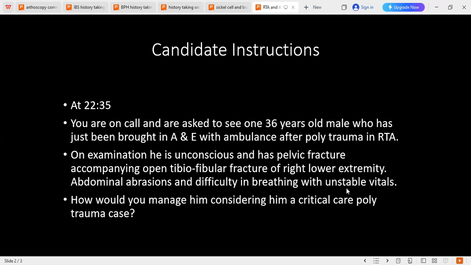Considering that the patient has a pelvic fracture and tibiofibular fracture, what type of hemorrhagic shock can the patient be in? Hypovolemic shock. Which grade? I assume this is grade 4. Okay, class 3 to class 4.